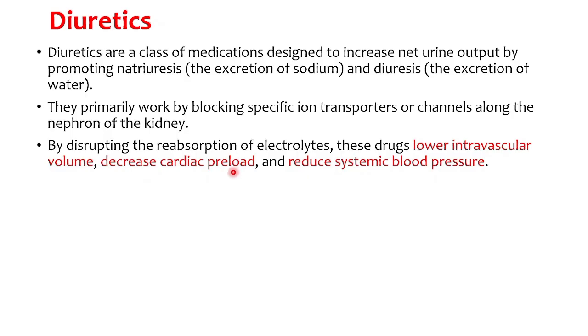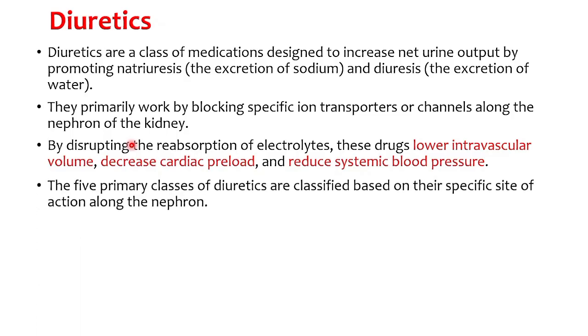When there's a decreased cardiac preload, what happens? A decreased cardiac preload will decrease our stroke volume. When you decrease our stroke volume, you will decrease our cardiac output and decrease our blood pressure. So that's how these drugs act. The major aim is to lower the intravascular fluid volume. When you decrease the blood volume, you will decrease the cardiac preload, the cardiac output, and the blood pressure. That's why these drugs are always used as antihypertensives.